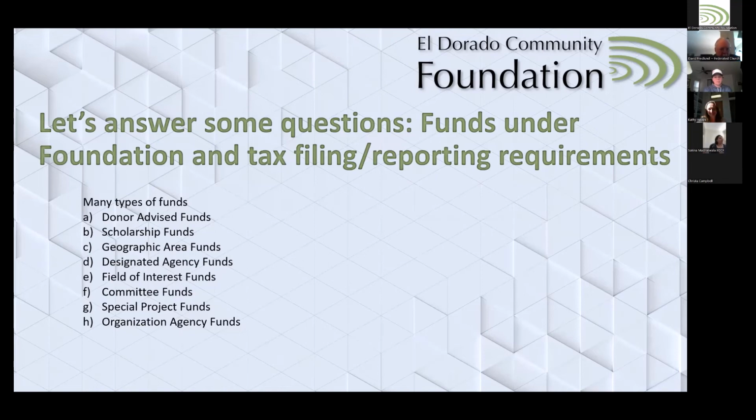So there are about 6 or 7 types of funds. There's donor advised funds, scholarship funds, geographic area, designated agency, field of interest, committee, special projects, and agency funds. Now, donor advised funds are simple.